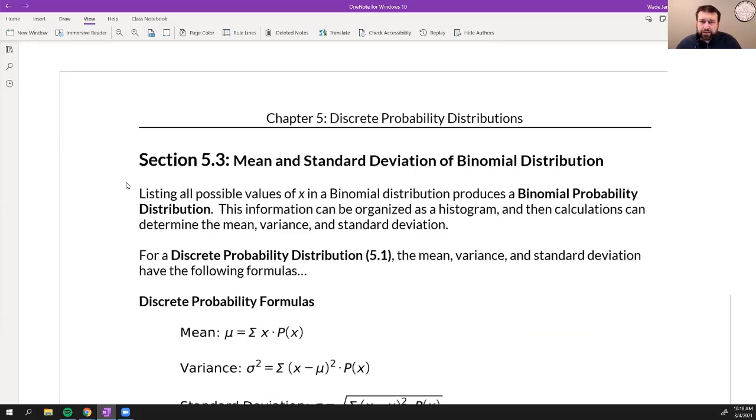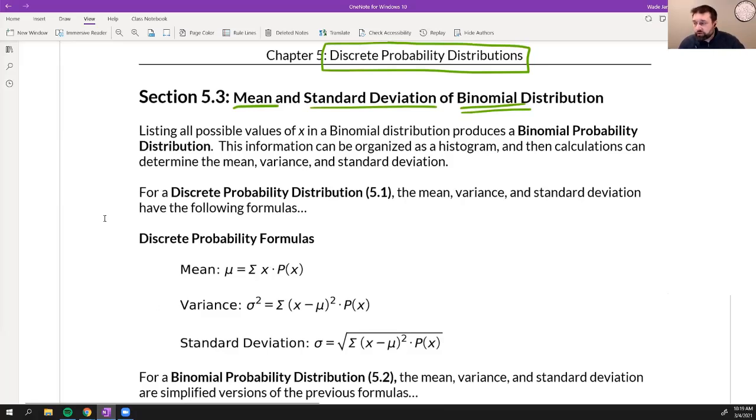Just like we did with real data, we wanted to find the mean and the standard deviation, right? And we showed you how to do the mean and standard deviation previously with discrete probability distributions. And this time we're talking about the mean and standard deviation of a special type of discrete probability distribution, the binomial distribution. So remember, 5.2 and 5.3 are all about the binomial distribution.